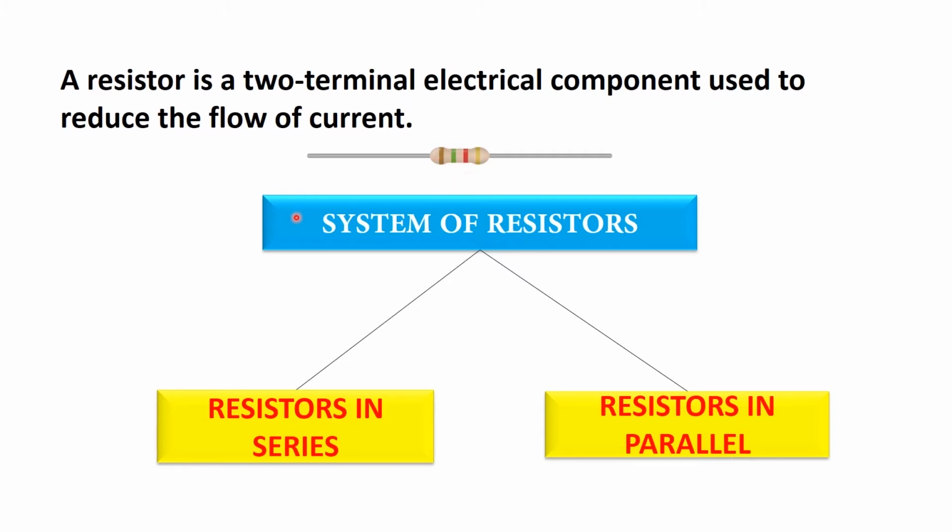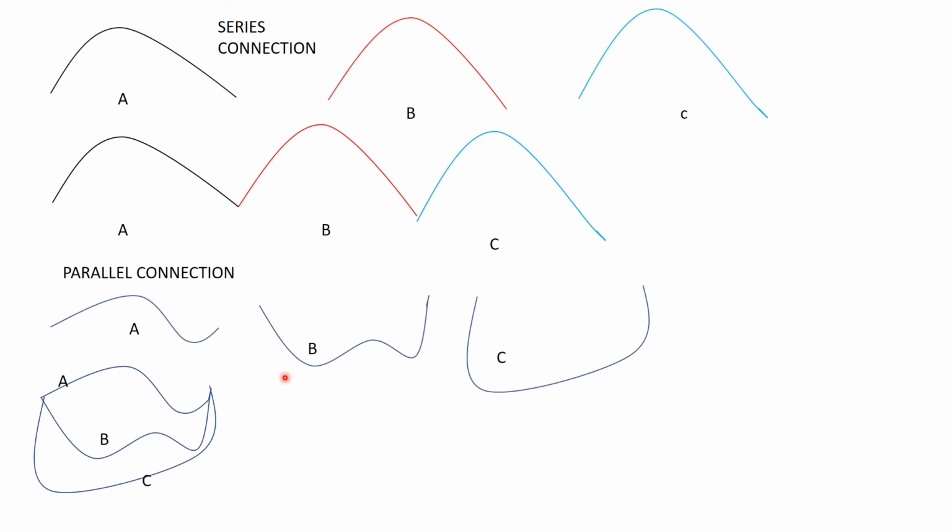Now resistors can be connected in different ways, but basically there are two types of connections. One is resistors in series and another is resistors in parallel. So now let us see what a series connection is and what a parallel connection is.